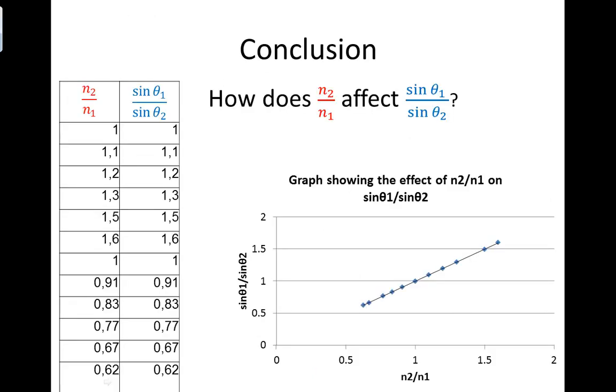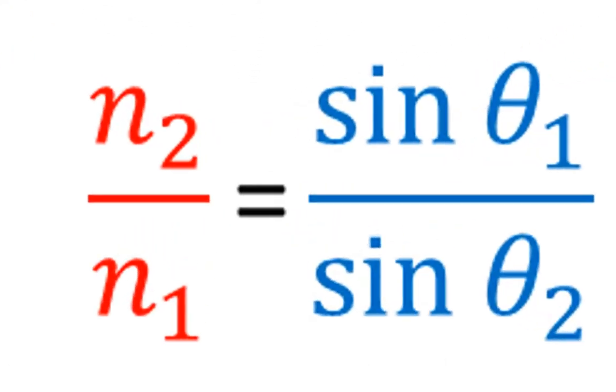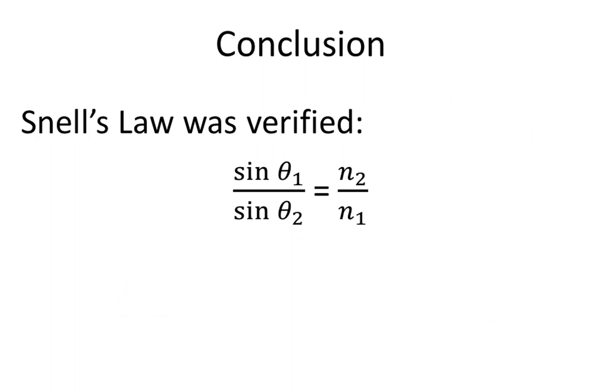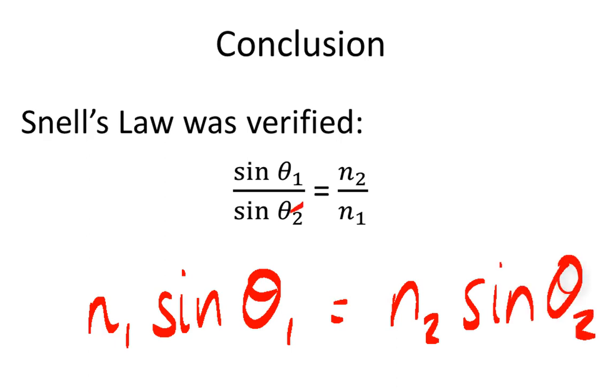So what is our conclusion? How does N2 over N1 affect sine theta 1 over sine theta 2? The two are equal to one another, and that is what Snell's law states. So we have verified Snell's law for a variety of media. Sine theta 1 over sine theta 2 is equal to N2 over N1. Now notice this can be rearranged into another kind of format: N1 sine theta 1 is equal to N2 sine theta 2. All we've done is cross multiplied.